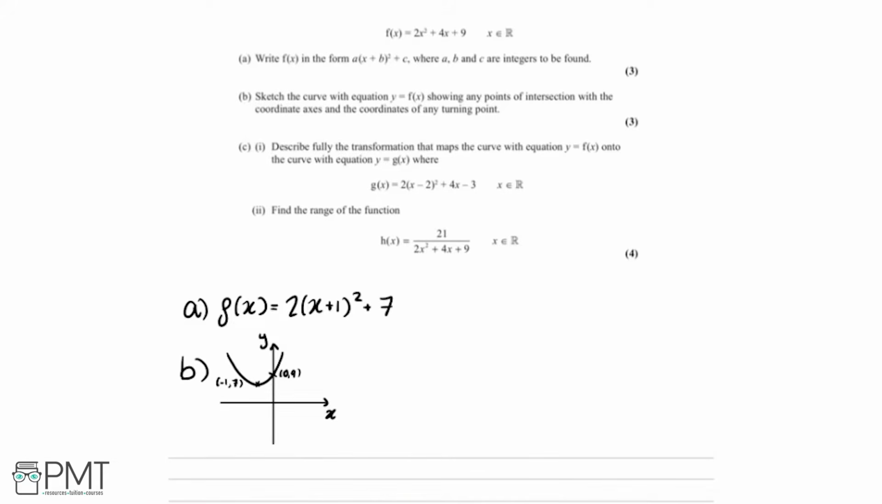Right, so the first thing we're going to do is have a look, because we've written out f of x in a couple of different ways. So we've written it out like this.